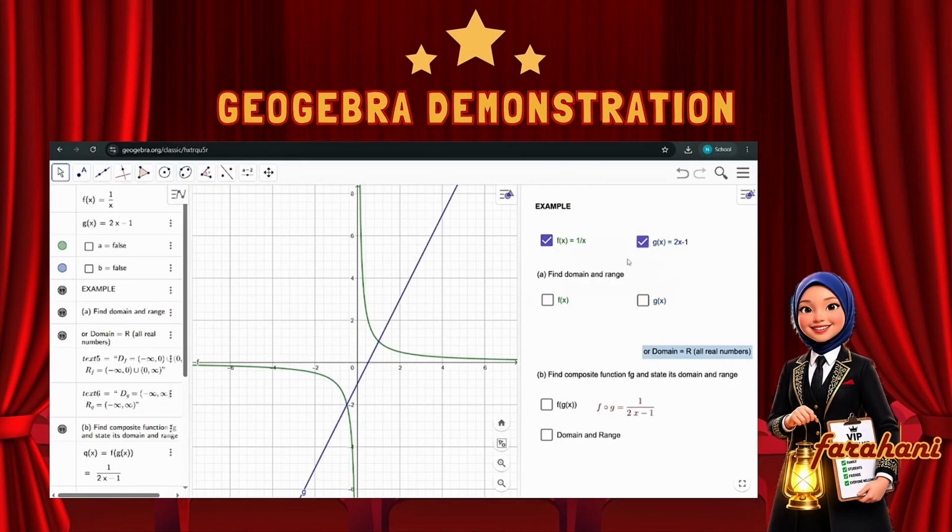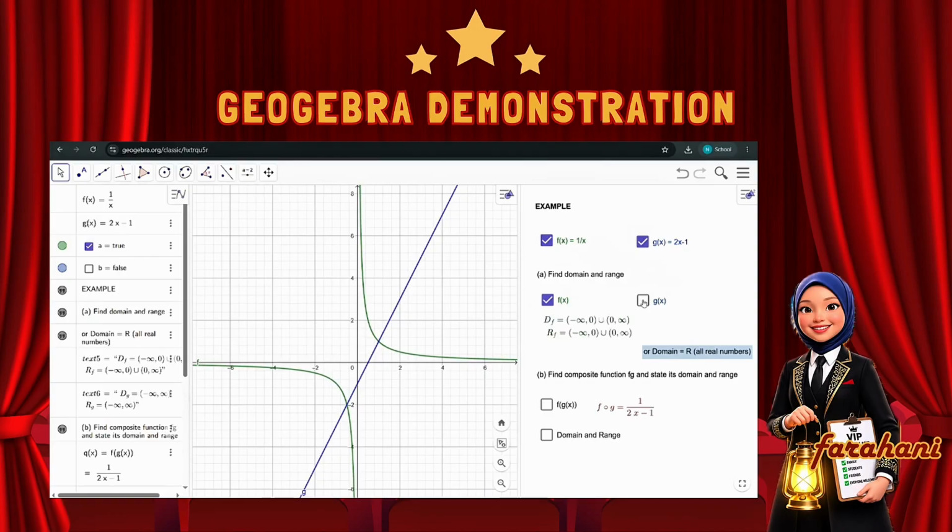So question A is to find the domain and range for both functions. So tick the first checkbox for the domain and range for the function f(x). For f(x) equals 1 over x, the denominator cannot be 0. Therefore, the domain and range is all real numbers except 0, or it can also be written as open round bracket negative infinity to 0, union open round bracket 0 to infinity. This indicates that the domain is all real numbers except 0.